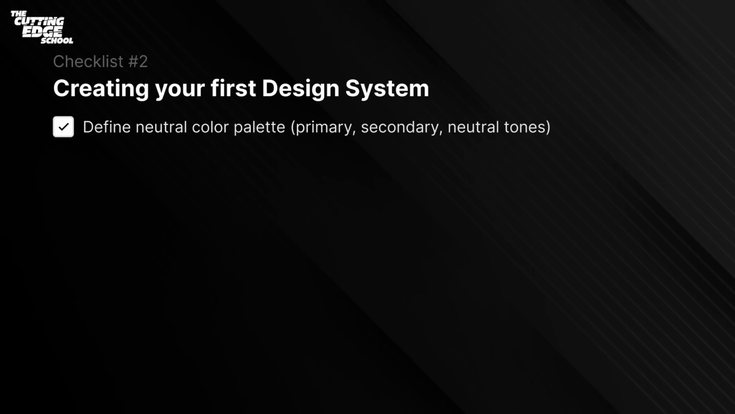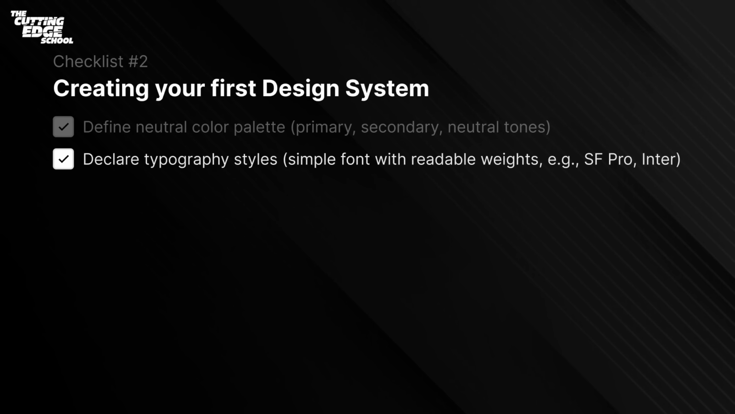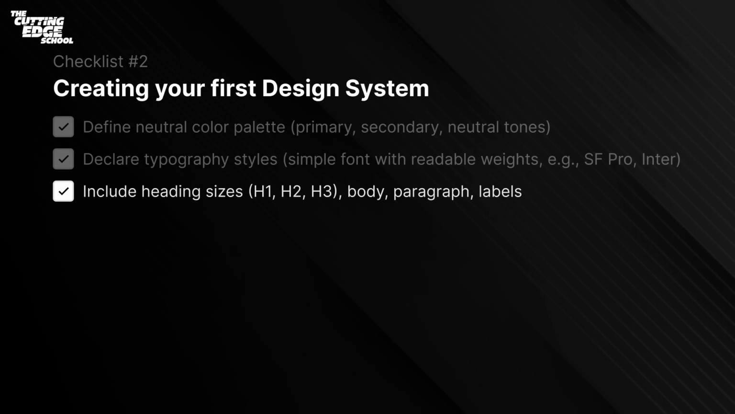The second checklist is for creating your first design system. You cannot begin your work unless you have defined your color palette with primary, secondary, and neutral tones. The link for a detailed tutorial will be in description. You have to declare your typography styles with a simple font with enough weights like SF Pro or Inter so your UI is easy to read, and make sure you include your headings with distinct sizes like H1, H2, H3, your body text, your paragraph text, and your labels.